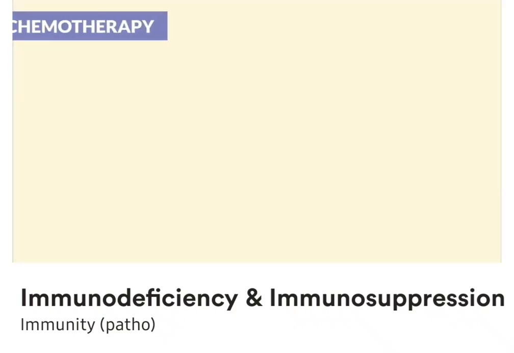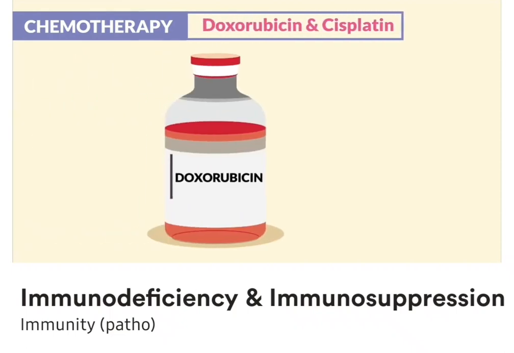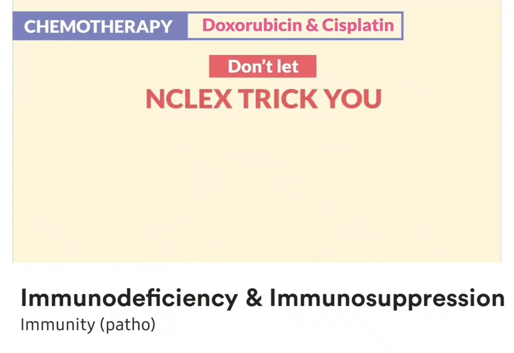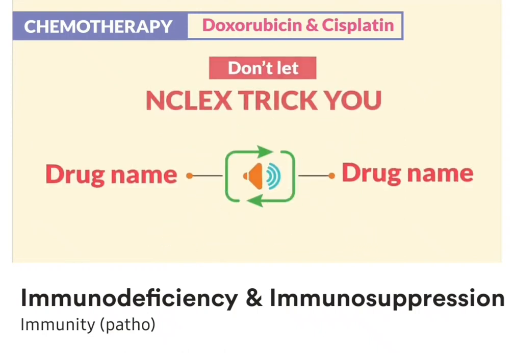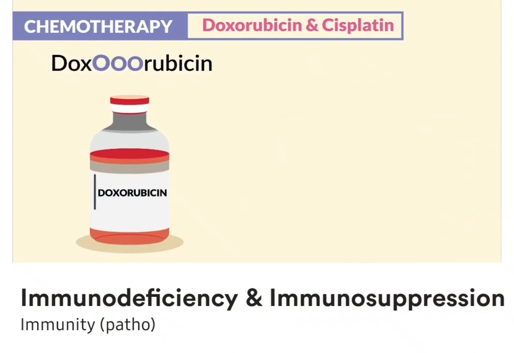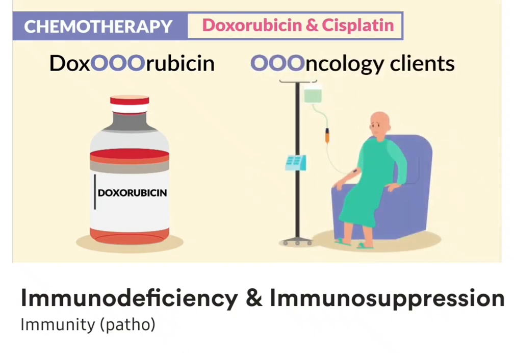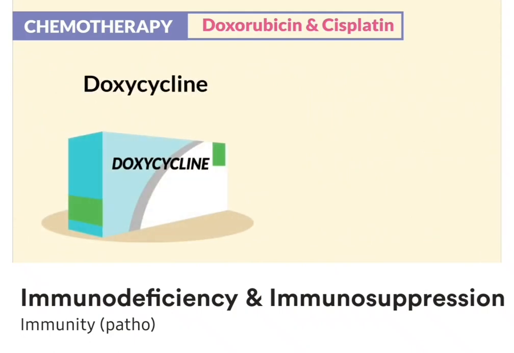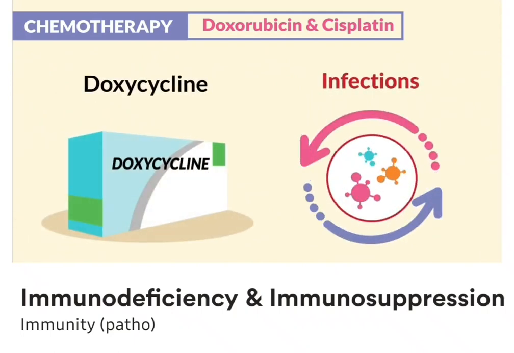The big drugs to know for chemotherapy is doxorubicin and cisplatin. So before we get into this, just a little heads up. Don't let the NCLEX trick you with sound-alike drug names. Doxorubicin is not doxycycline. So just think the O's in doxorubicin is for chemo, for oncology clients. And doxycycline is an antibiotic that we cycle on and cycle off for infections. Okay, now that that's cleared up, let's begin here.